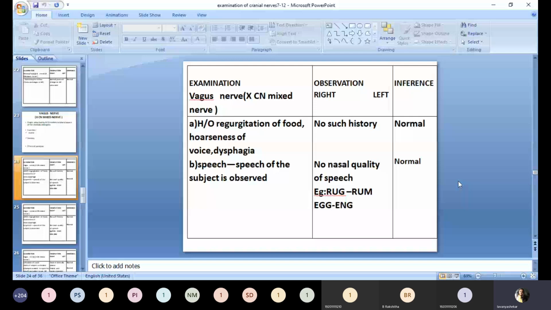If you don't find any such history, then the individual is normal. If you don't find any nasal quality of the speech when the subject pronounces the words, then the inference will be normal.